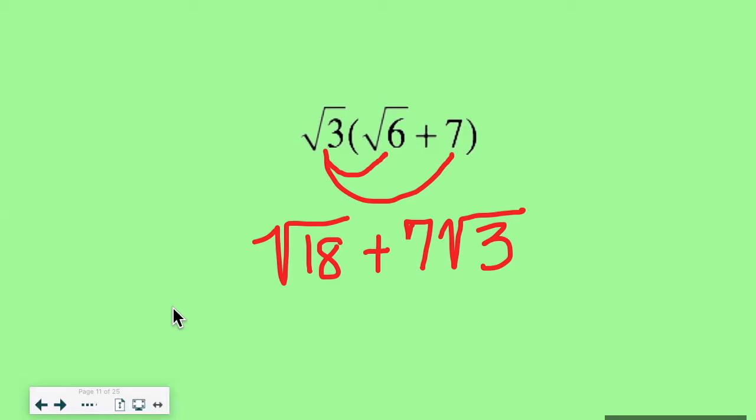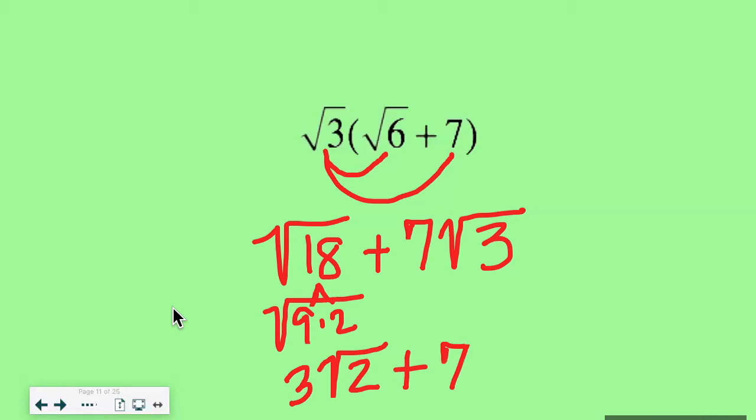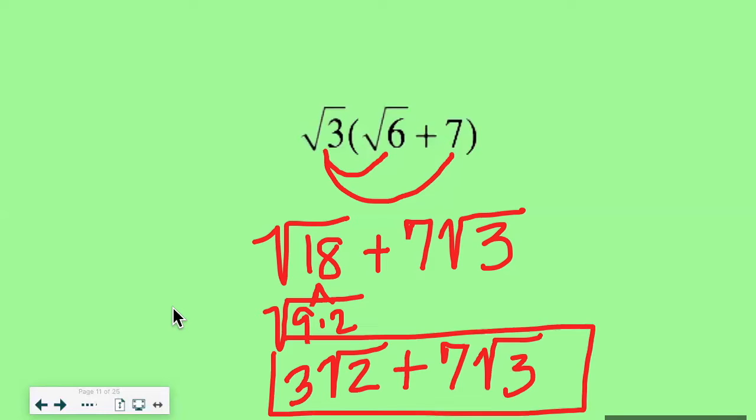And you probably recognize that the square root of 18 could be simplified to thinking about the square root of 9 times the square root of 2. And the square root of 9 is 3. And we still have the square root of 2 plus 7 times the square root of 3. This would be the product that you get when you multiply these two expressions.